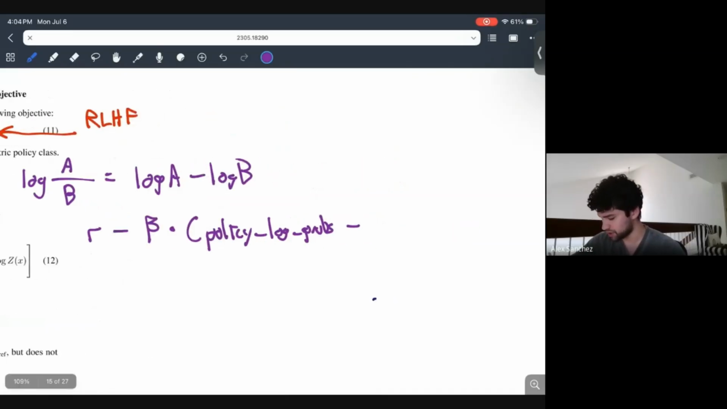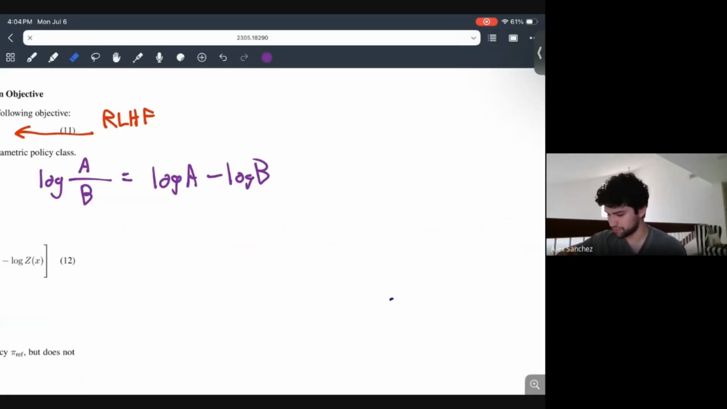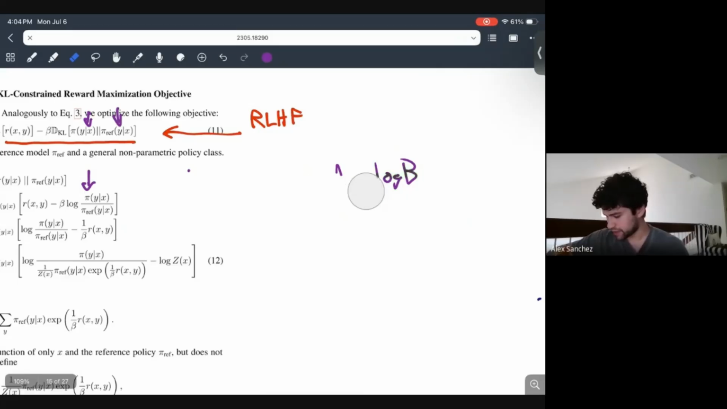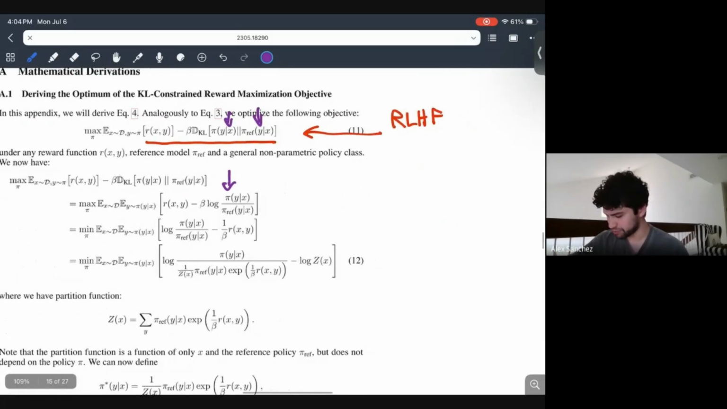minus reference log probs. And that's how we basically see how different the two probability distributions are. And so here in the math, we break it apart like that.